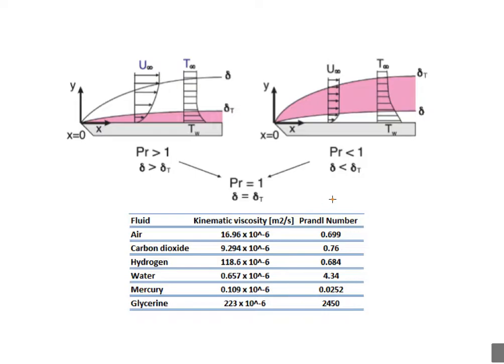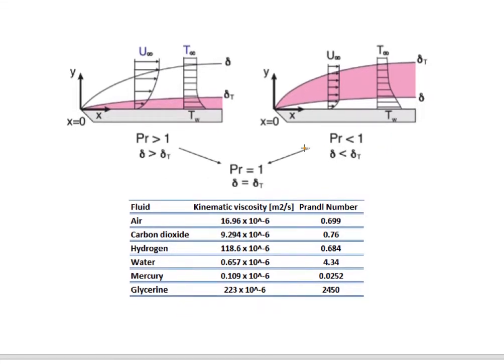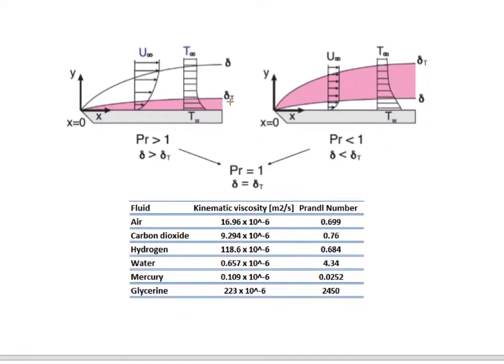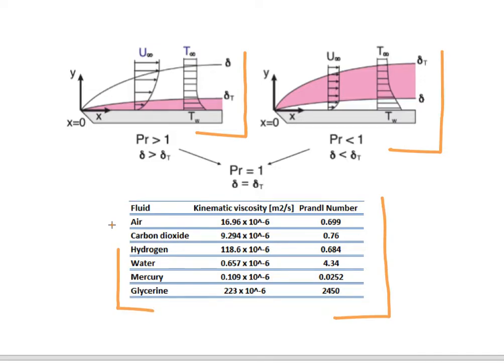This is the simple idea, if you want to imagine how the velocity and thermal boundary layer thicknesses develop. If the thermal boundary layer thickness is less than the velocity boundary layer thickness, you could draw it like this. If the thermal boundary layer thickness is greater than the velocity boundary layer thickness, you could draw it like this. And this is the Prandtl number, which depends on the type of fluid. So we have air, carbon dioxide, hydrogen, water, mercury, and glycerin.